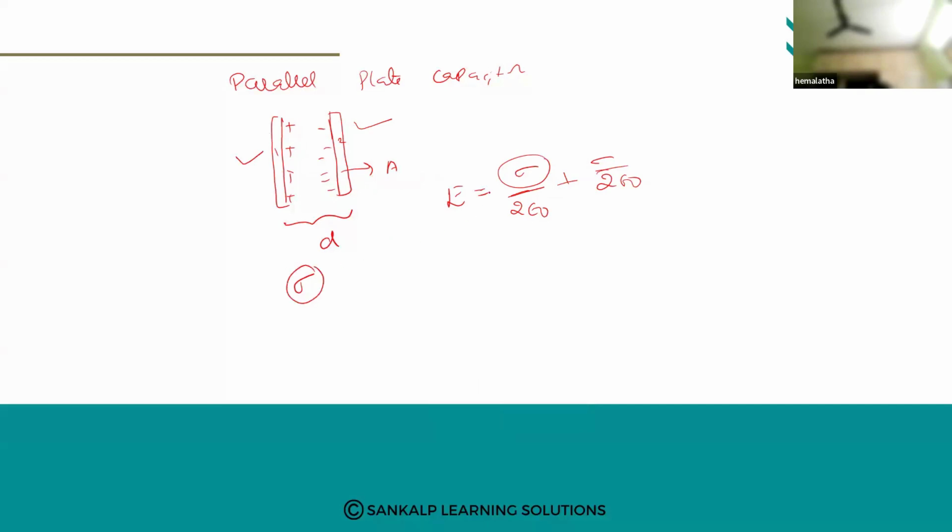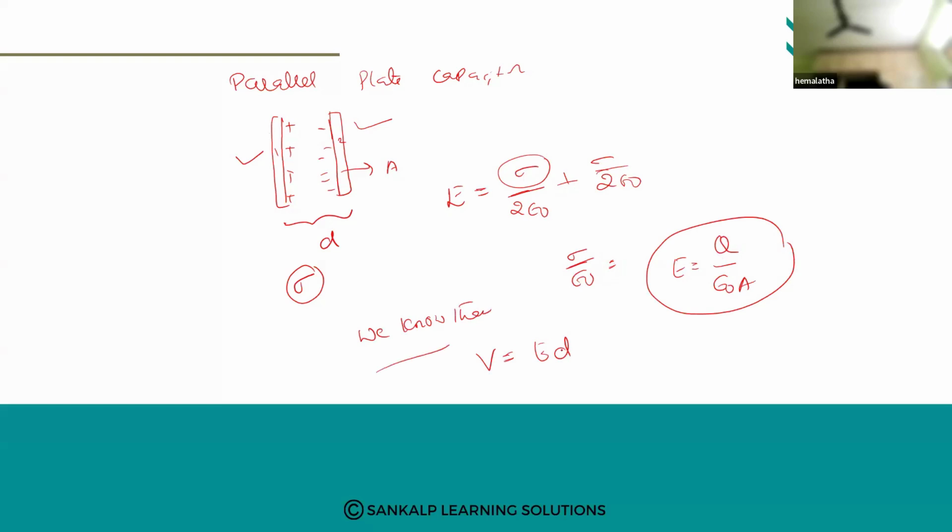Both electric fields should be added. So what happened then? Sigma by epsilon naught. That is equal to what? In accordance with, sigma by epsilon naught can be written as Q divided by epsilon naught into A. This is the formula. Correct? But we know that V is equal to what? V is equal to E into D. We know that the potential difference across this one is nothing but E into D. That is equal to 1 by epsilon naught into Q into D by A. That's the formula.